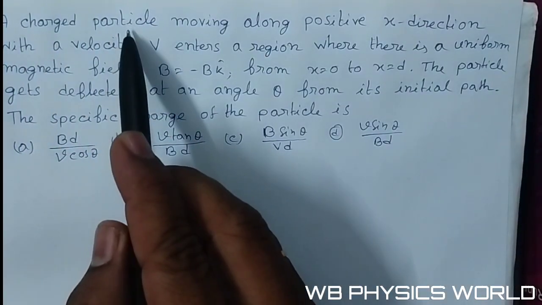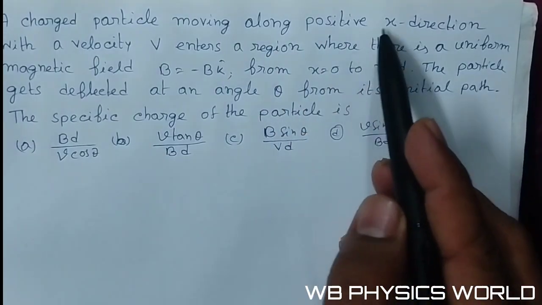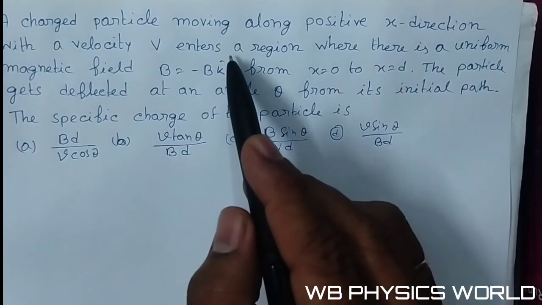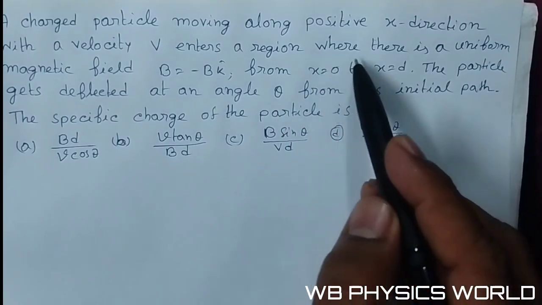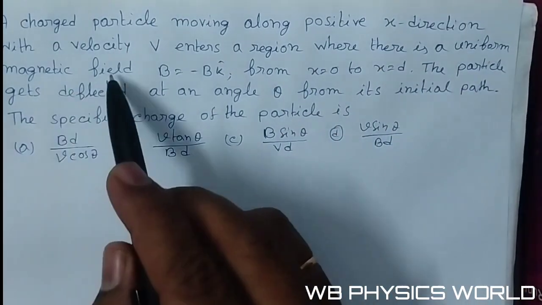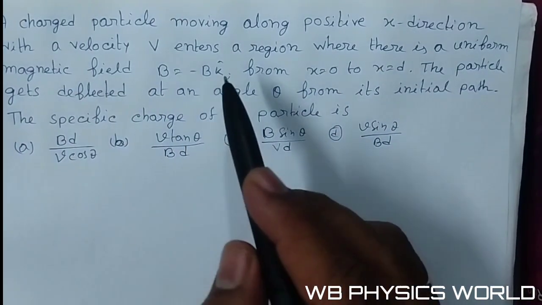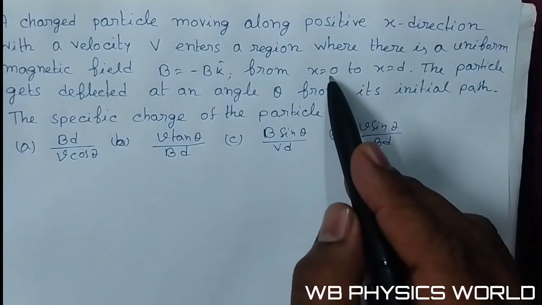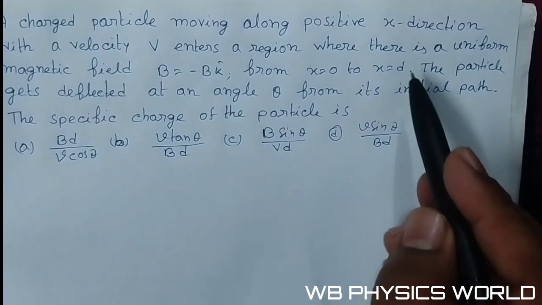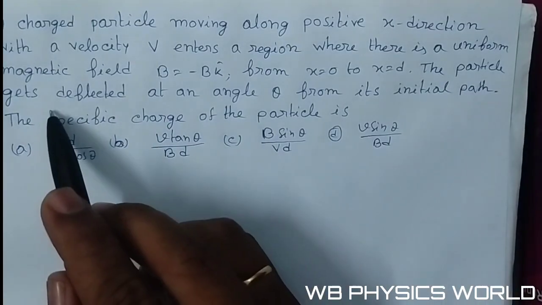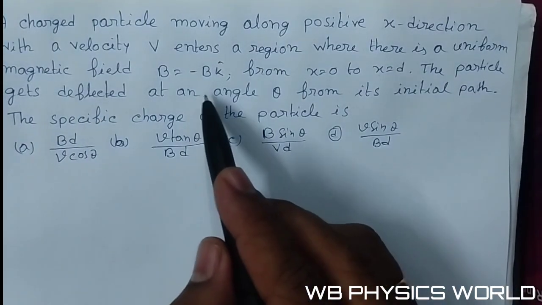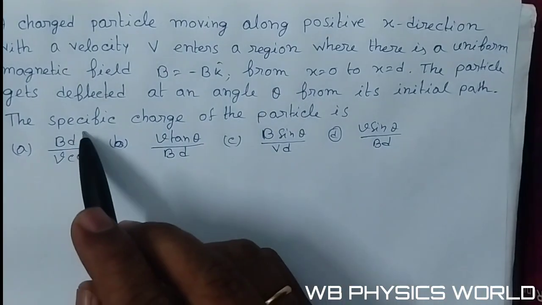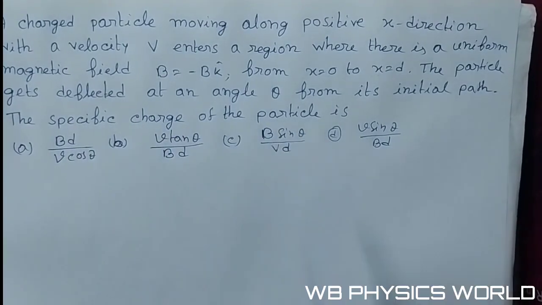A charged particle moving along the positive x direction with a velocity v enters a region where there is a uniform magnetic field B equal to minus B k cap from x equal to 0 to x equal to d. The particle gets deflected at an angle theta from its initial path. The specific charge of the particle is.